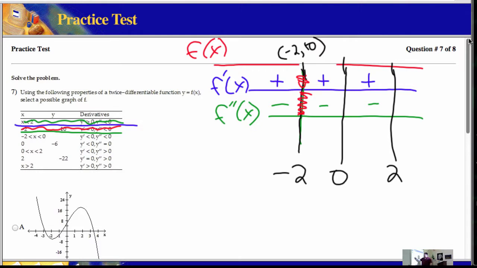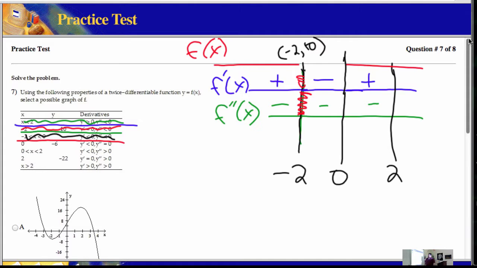Next, from -2 to 0, y prime is less than 0. So the middle plus mark is a negative, so this is a negative, okay? And that's okay, Mr. Adams is just filling this out. And it says y double prime is negative. Well, did that change anything? No. No.